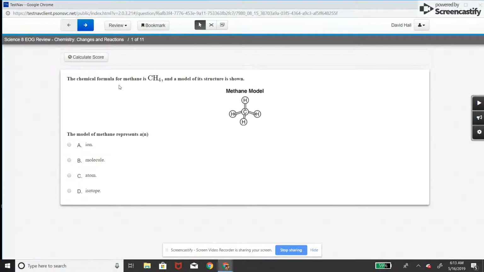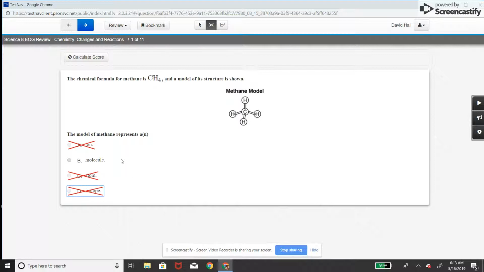Looking at a chemical formula for methane, which is CH4, and a model of its structure, which is C with 4 hydrogens around it. The model of methane represents an ion? No. An ion has some kind of charge. This has no charge on it. Is this an atom? No, an atom's only one thing that doesn't have a name. Is this an isotope? An isotope is just an element with a different number of neutrons. There's no evidence or anything about neutrons on here at all.